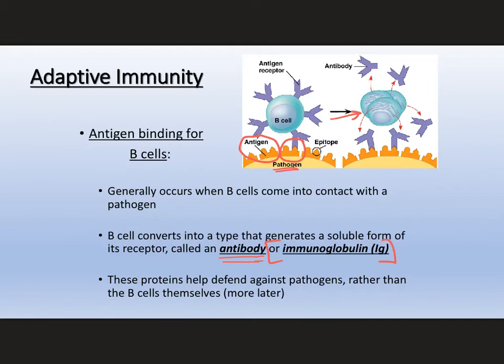Notice the difference between these terms: antigens are foreign, while antibodies are made by your body, made by you. And these antibody proteins help defend you against pathogens. So it's not that the B cell is really doing anything to the pathogen, it's that the antibodies are going to do something to attack the pathogen.